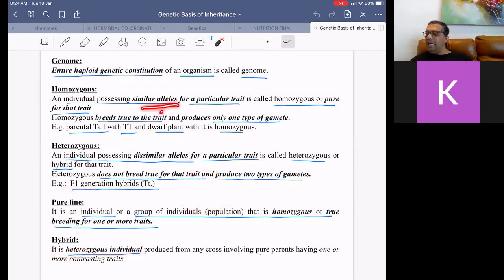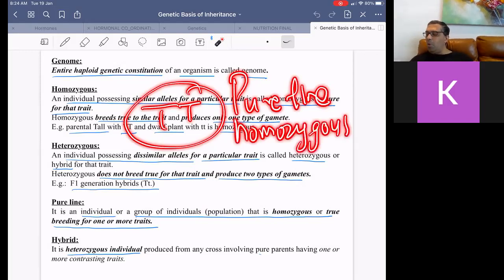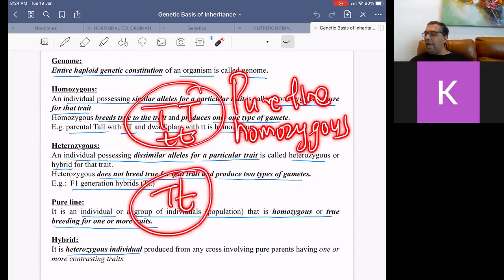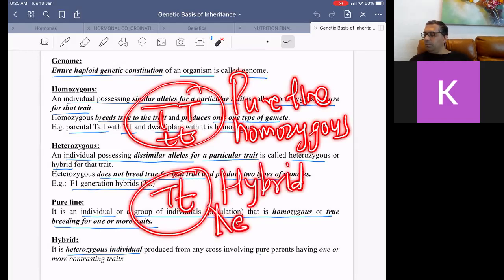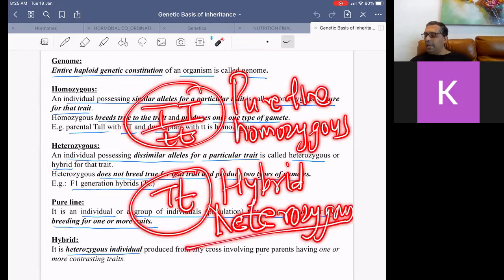So, what is capital T? Capital T is pure line, pure breed, which is called homozygous. And what is small t? Small t, homozygous. What is capital T small t? Hybrid. In other words, heterozygous. So capital T, capital T and small t, small t are pure lines or homozygous. Capital T small t is hybrid or heterozygous.